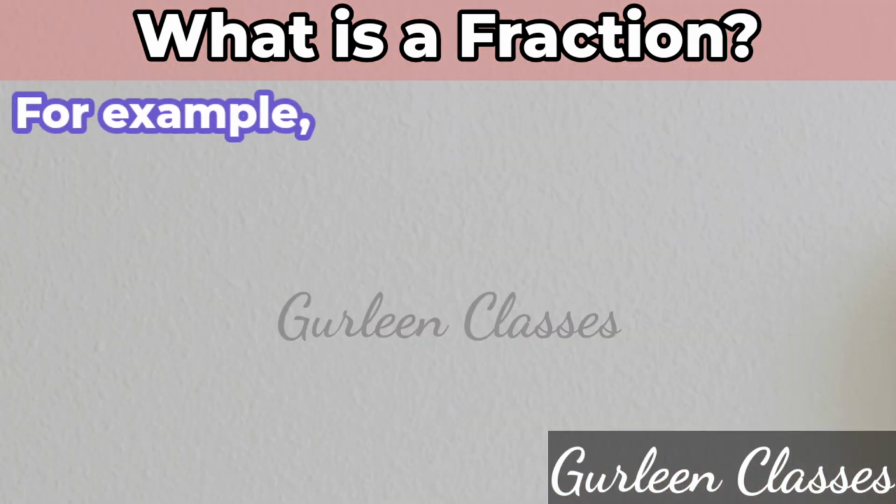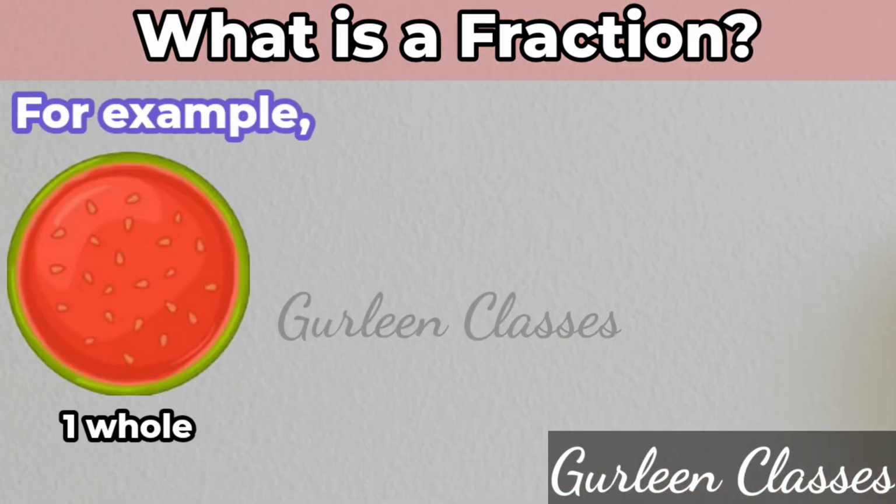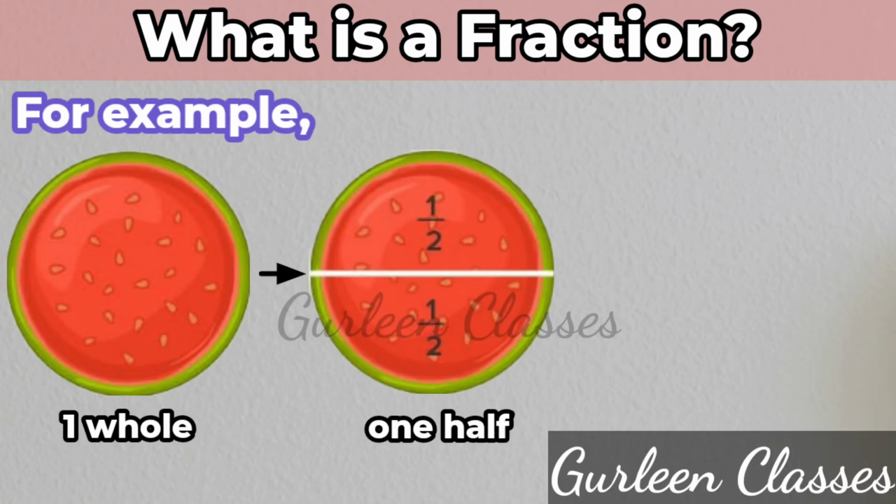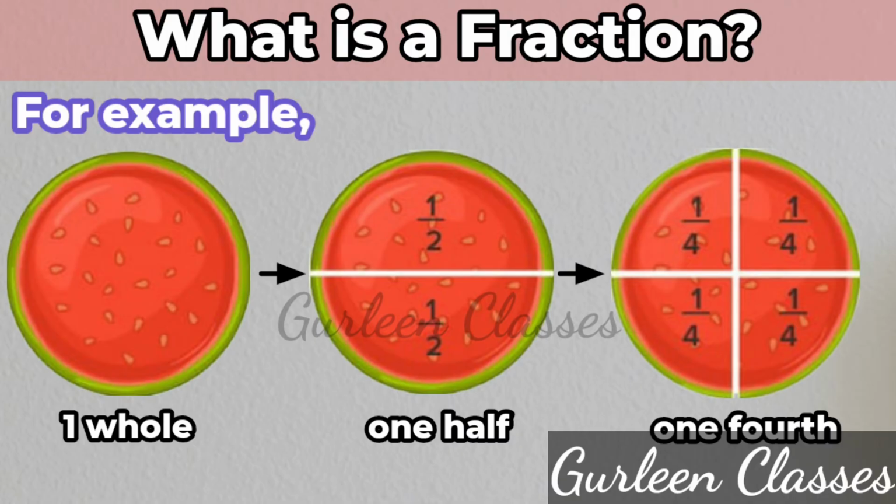For example, here one whole watermelon is shown, as you can see. One watermelon is divided into two equal parts. So each part is 1 half. It means there is one watermelon, and if you divide it into two equal parts, we call each part half, or 1 half. Similarly, when we divide one watermelon into 4 parts, it will be written as 1/4, 1 upon 4.